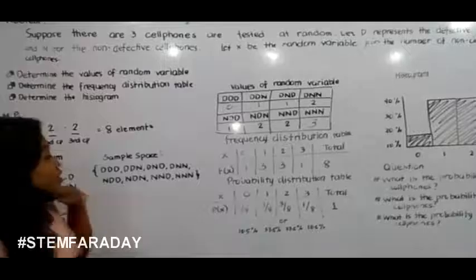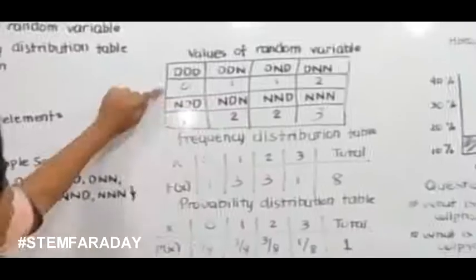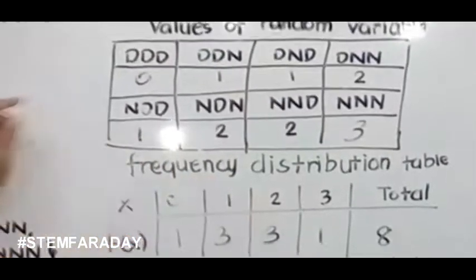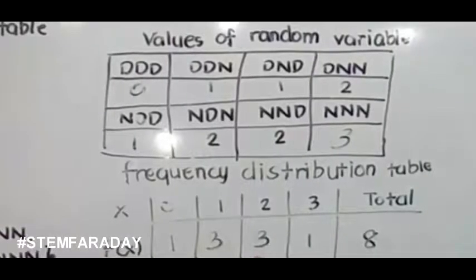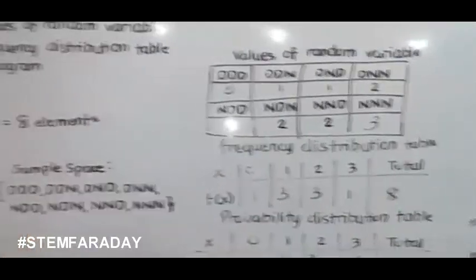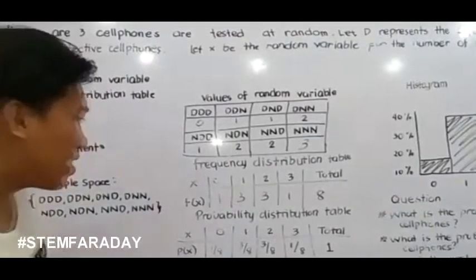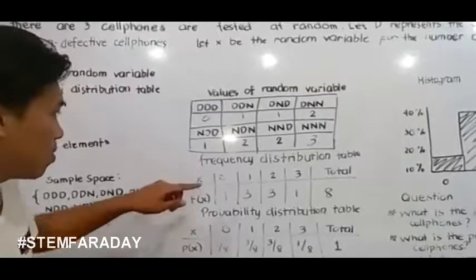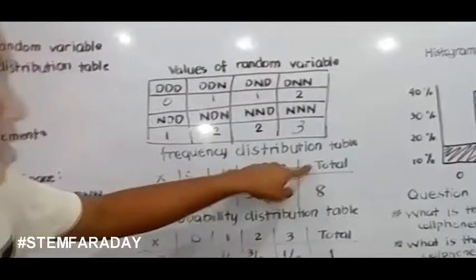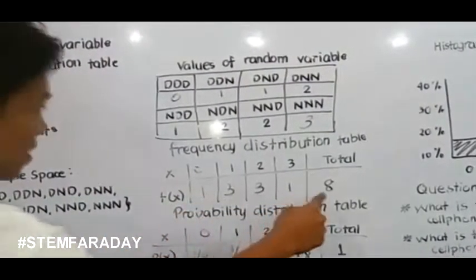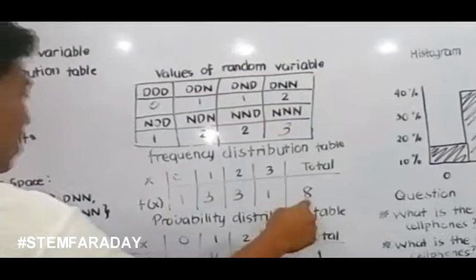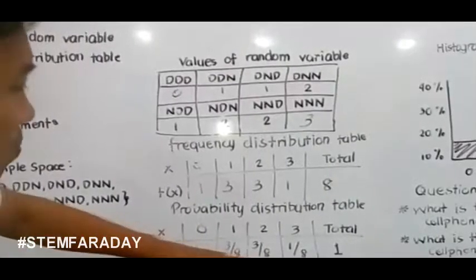So, constructing the frequency distribution table. Let X denote the number of non-defective cell phones, while f of X is the frequency. In 0, there is 1 frequency. In 1, there are 3, for a total of 8. To construct the probability distribution table, we let the frequency of X be divided by the total, respectively 1 divided by 8, then 3 divided by 8, 3 divided by 8, 1 divided by 8. If we sum it all, the total is 1.